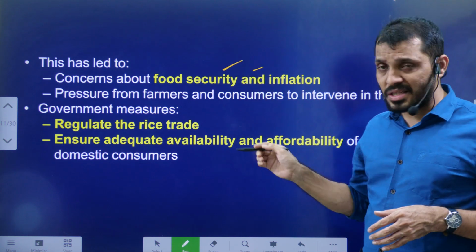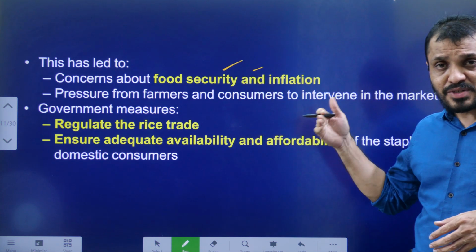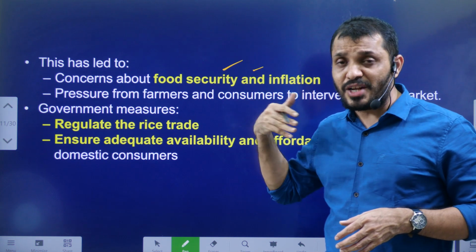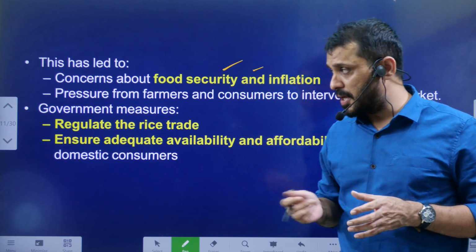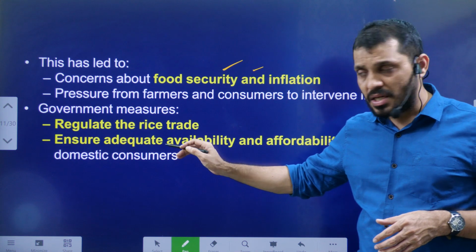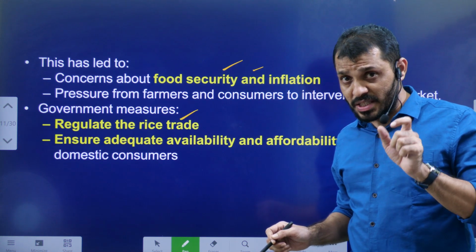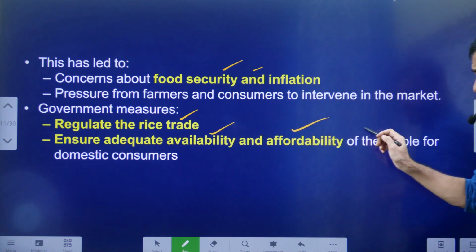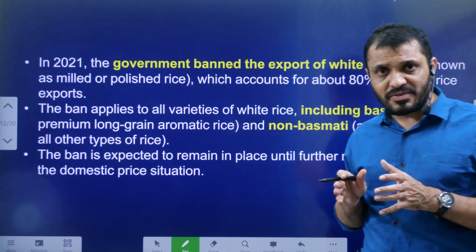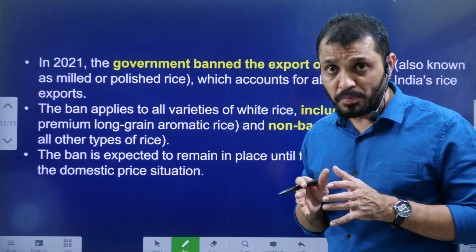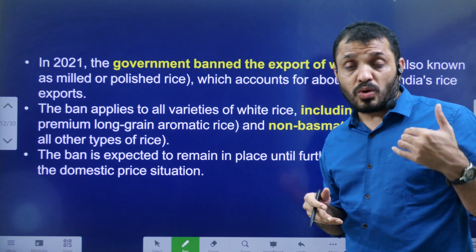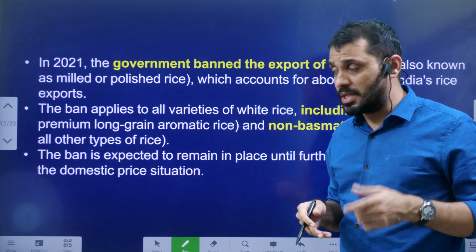And this led to what? This led to inflation as well as food security concerns. Of course, inflation will also affect the common man very deeply. What are the government measures? The government is regulating the rice trade by using this minimum export price, as well as ensuring a certain amount of stock is available to the poor people by giving more supply to the PDS, public distribution system.